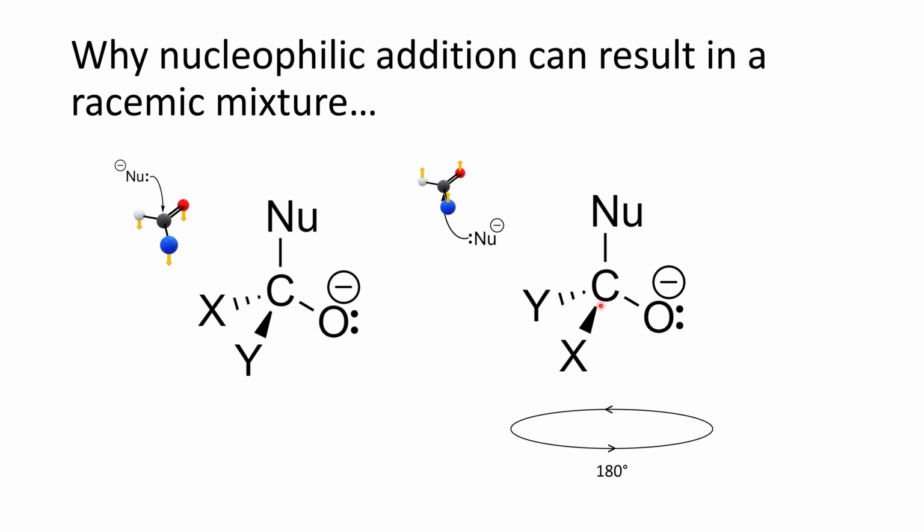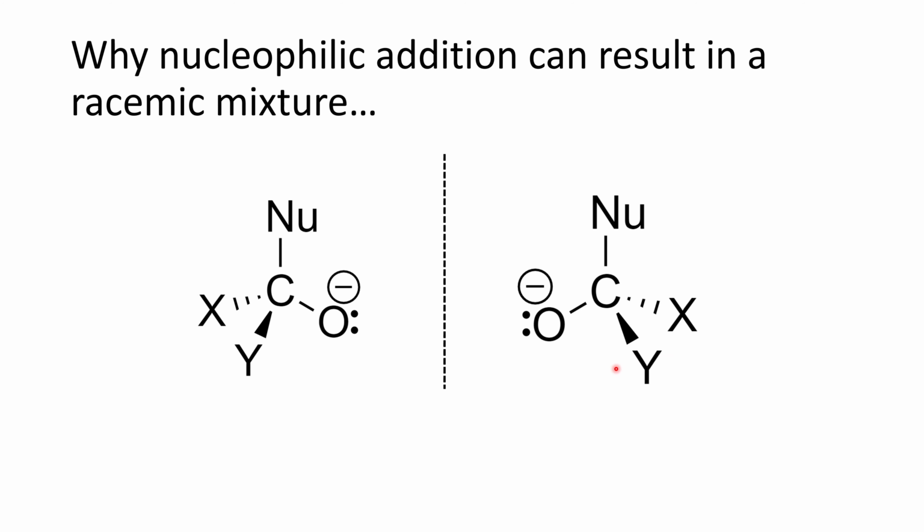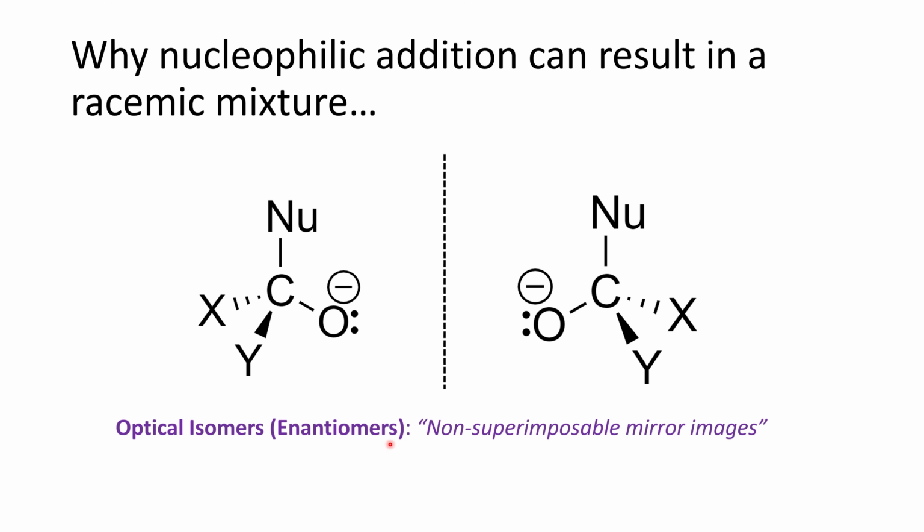Now if I rotate it 180 degrees in this direction, we can now see that we've created non-superimposable mirror images. So by rotating both structures and comparing them, we've found non-superimposable mirror images, so therefore we're looking at optical isomers or enantiomers. And because there is an equal chance of that nucleophile attacking from above and below the planar carbonyl group, these optical isomers will exist in a 50-50 equal ratio. So therefore the mixture that's produced as a result of the nucleophilic addition will be racemic, and it will have no effect on plane polarised light.